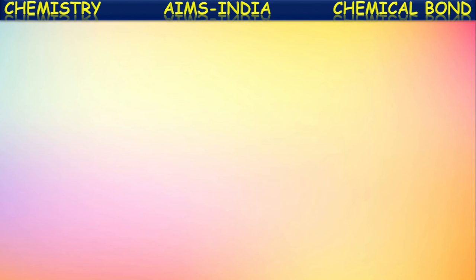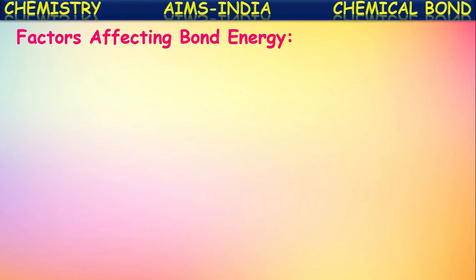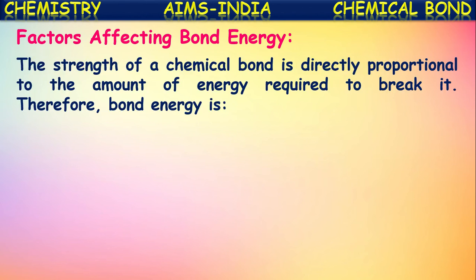Okay, next, the factors affecting bond energy. On which factors does this bond energy depend? One of them is that the strength of the chemical bond is directly proportional to the amount of energy required to break it. If the bond is stronger, the energy required will be greater. If the bond is weaker, it can be broken by supplying less amount of energy only. The bond energy is directly related to bond strength.